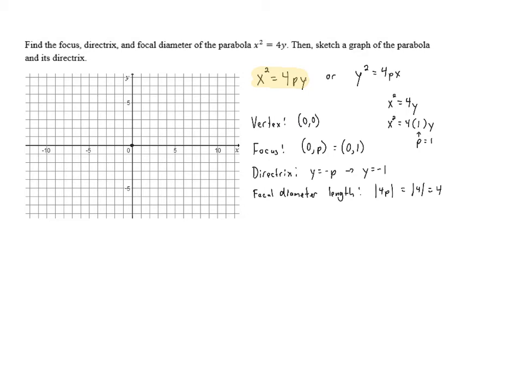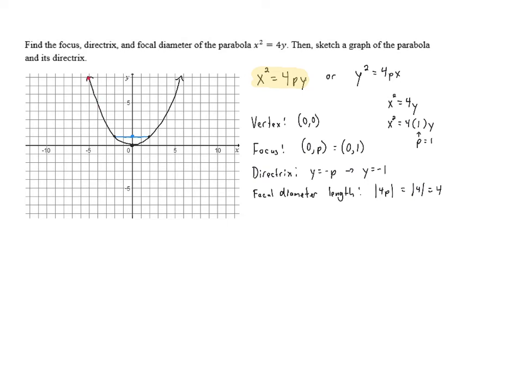So we know the vertex is at the origin. We know that the focus is at the point 0, 1. And we know that the focal diameter has length 4, which means it's going to be 2 to the left and 2 to the right through the focus. And once we have those, that gives us more points on the parabola that help us draw the width, gives us an idea of how wide that parabola is going to be.